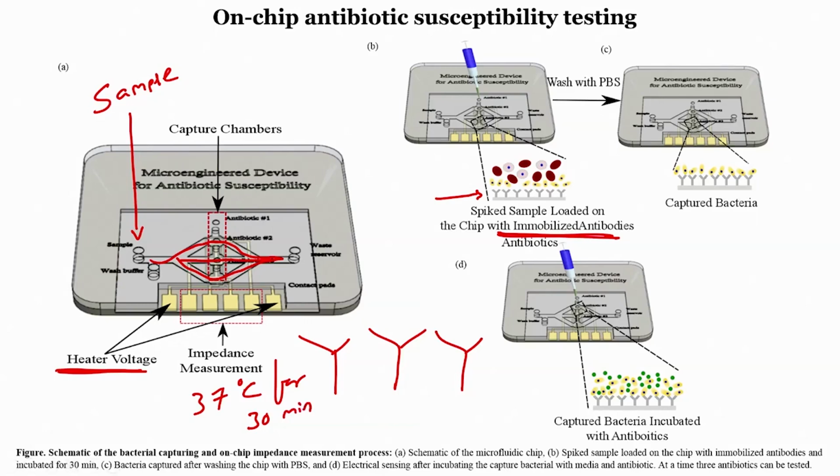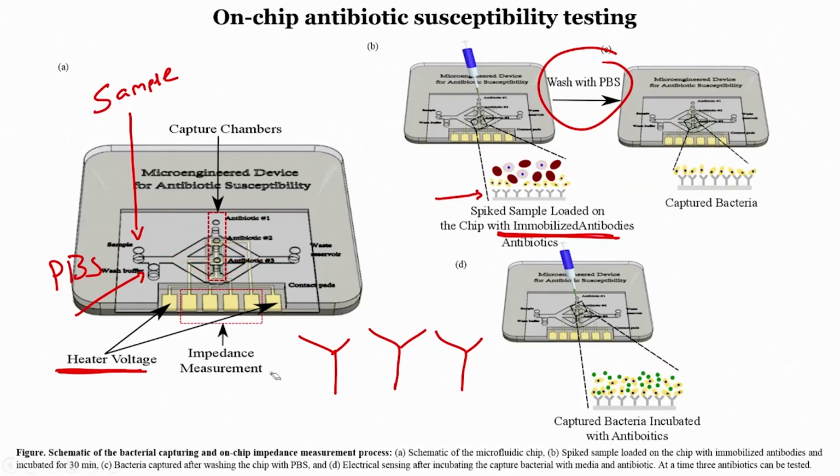Okay. After that, we will wash this channel with the help of PBS, right. You see here, wash with PBS. When you wash with PBS, what will happen? The bacteria present in the sample will get captured on the antibodies. That is what you can see here. Bacteria that were present in the sample got captured on the antibodies, right.